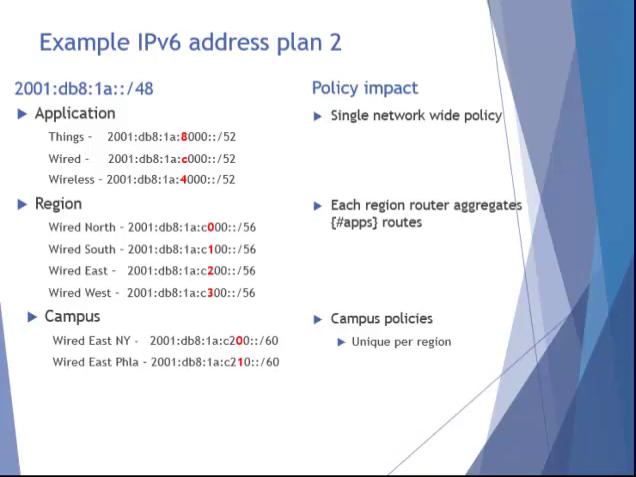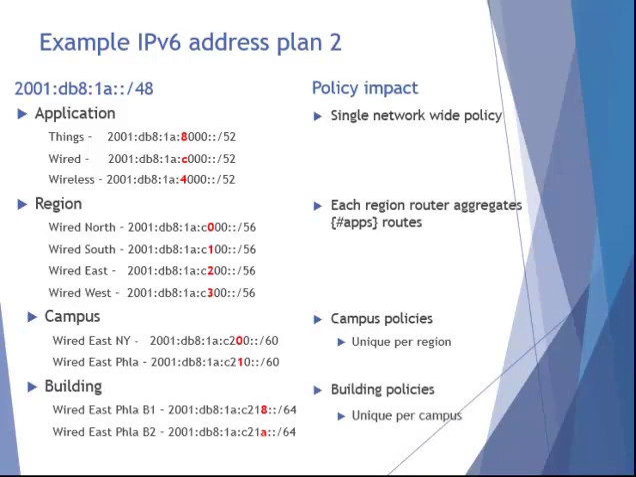And then lastly, if we go down one more layer to the buildings within each campus, we've got a couple of buildings in Philadelphia, for example. So reading that address, you can see the ISP prefix 2001:DB8:1A, followed by my allocations for wired, which is C, the east, which is 2, the next digit, Philadelphia, 1, and then building 2 is A. I've randomly allocated my subnet nibble for my buildings.